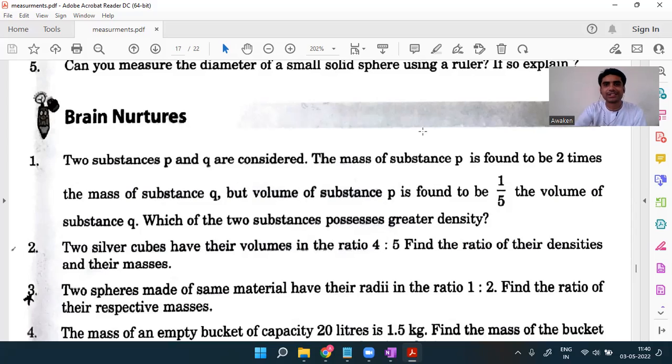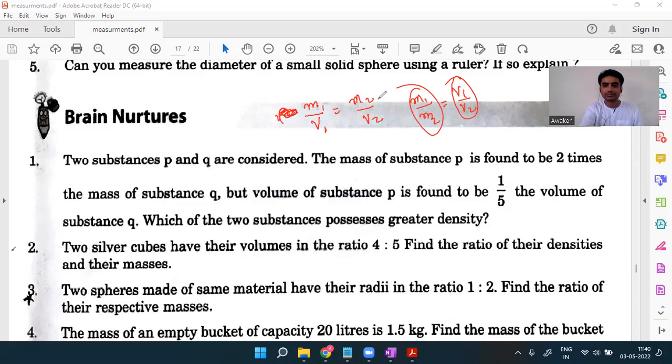No, why are you confused? See, mass is equal to density into volume. So 4:5 into 1:1, that will be 4:5 only. Density is mass upon volume, right? And density for both are the same, right? So you can say M1 by V1 should be equal to M2 by V2. Now whose ratio is given? Volume, V1 by V2 is given. So I can write M1 by M2 is V1 by V2. This is given 4 by 5, so this will also be 4 by 5.